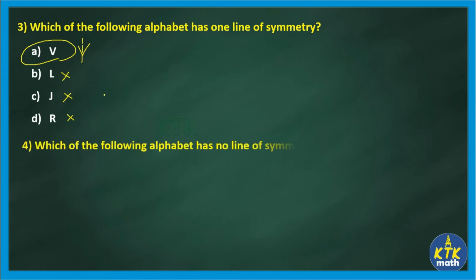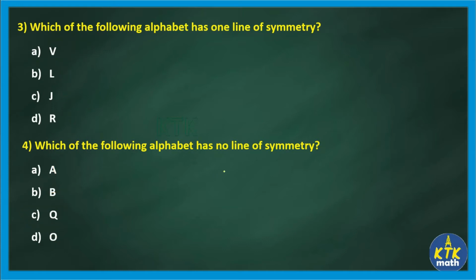Question number 4. Which of the following alphabets has no line of symmetry? Here A, B, Q and O. We know that A has a vertical line of symmetry and B has a horizontal line of symmetry. Q doesn't have any lines of symmetry. O has many lines of symmetry. Therefore, for question number 4, your answer is option C, because they are asking for no lines of symmetry.